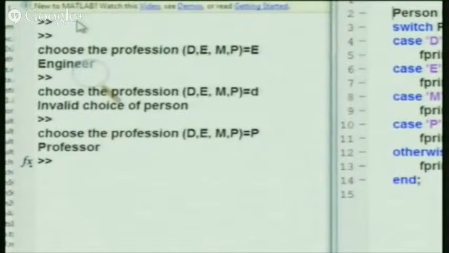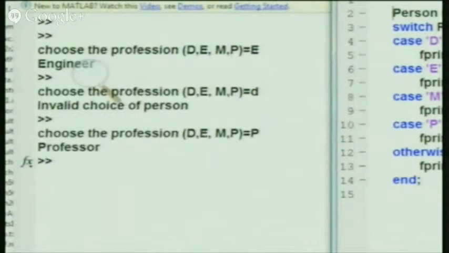Okay, so here, when you run this, for the "choose the profession" prompt, if E is the input, it will give engineer. If any value other than D, E, M, or P is given, it will give invalid choice. Because capital D is required, even if small d is given, it will show invalid choice. Okay. MATLAB is case sensitive. It has a different meaning for capital D and small d. So it will not take small d for capital D.